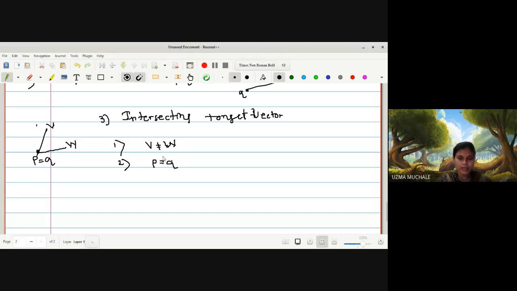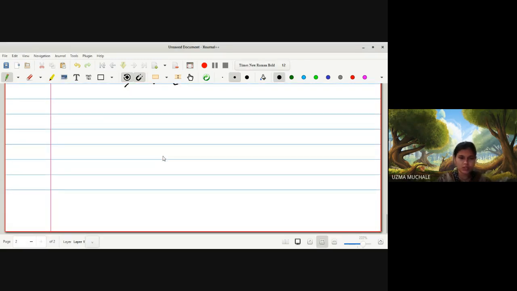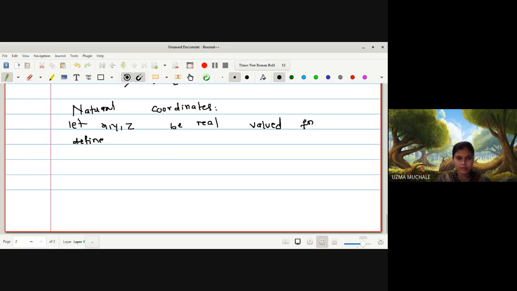If you're not having a doubt, let me go for the next point, that is natural coordinates. Actually, we already know what these natural coordinates are, but here we have defined them. Natural coordinates are nothing but your x, y, z. Let x, y, z be real valued functions defined on E3 space.